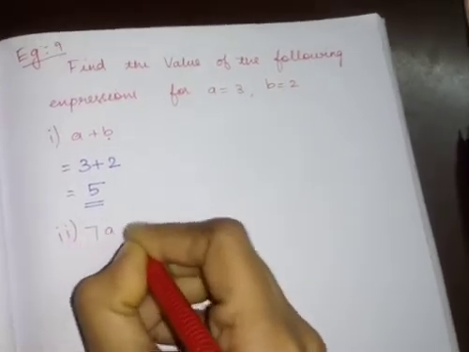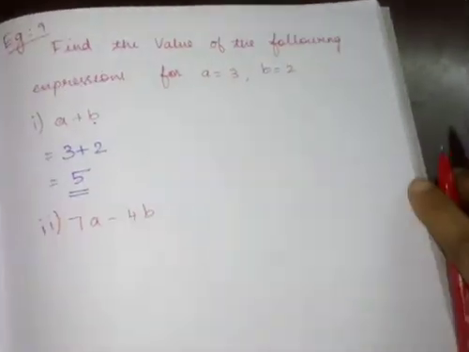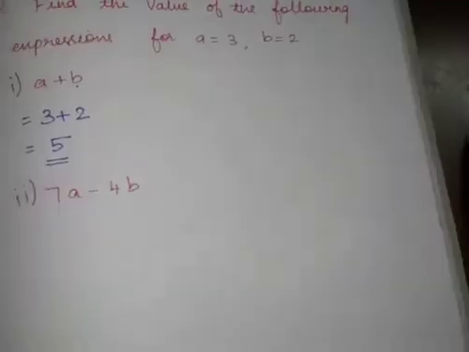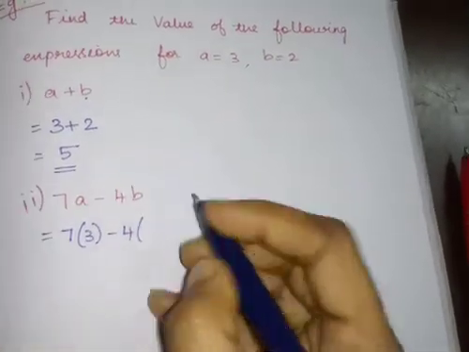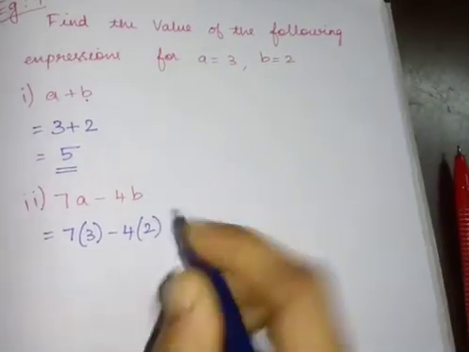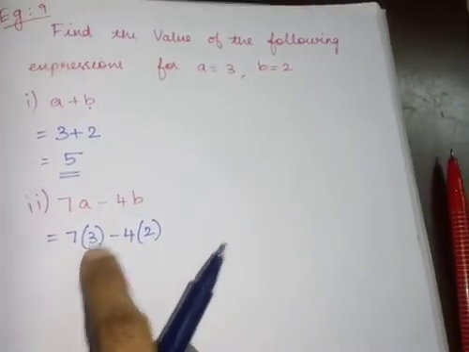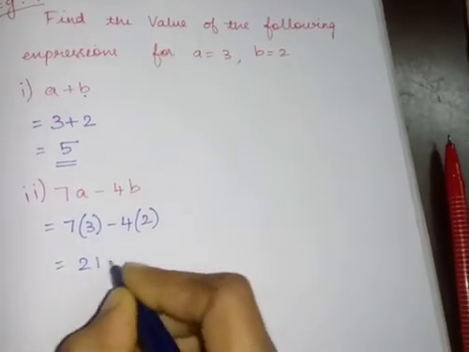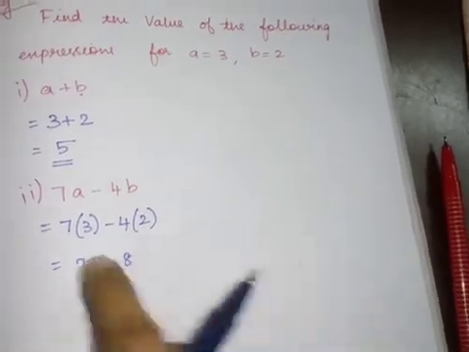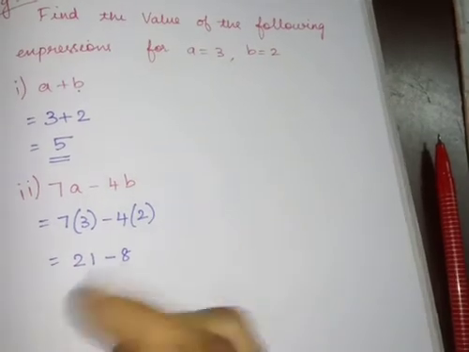Second problem, 7A minus 4B. Now, 7 into A. What is the A value, children? 3, right? Minus 4 into the B value, which is 2, correct? 7 times A value 3, minus 4 times B value 2. 7 3s are 21, minus 4 2s are 8.